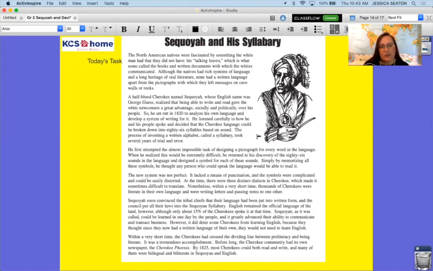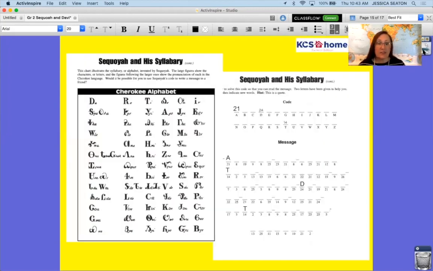Within a very short time, the Cherokees had crossed the dividing line between pre-literacy and being literate. It was a tremendous accomplishment. Before long, the Cherokee community had its own newspaper, the Cherokee Phoenix. By 1825, most Cherokees could both read and write, and many of them were bilingual and biliterate in Sequoian and English. So the fun activity I want us to do today is there's two things.